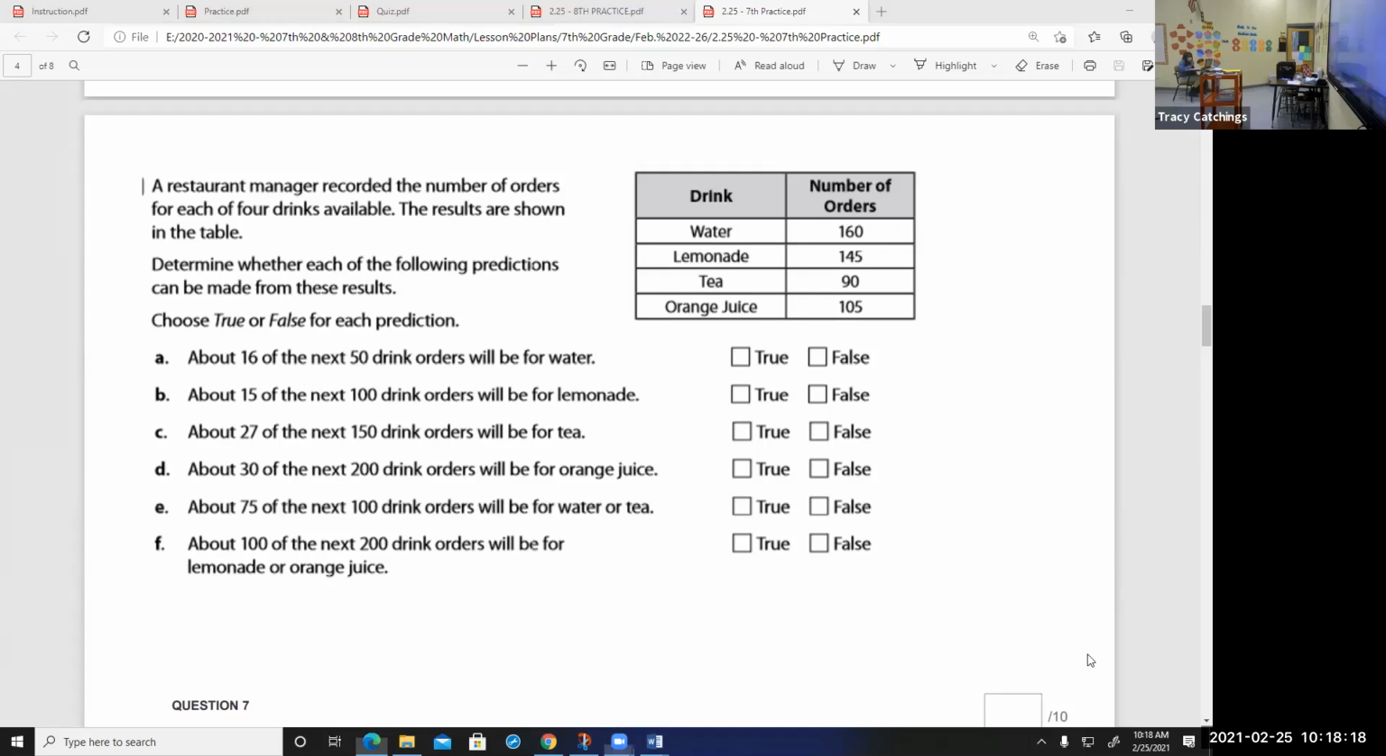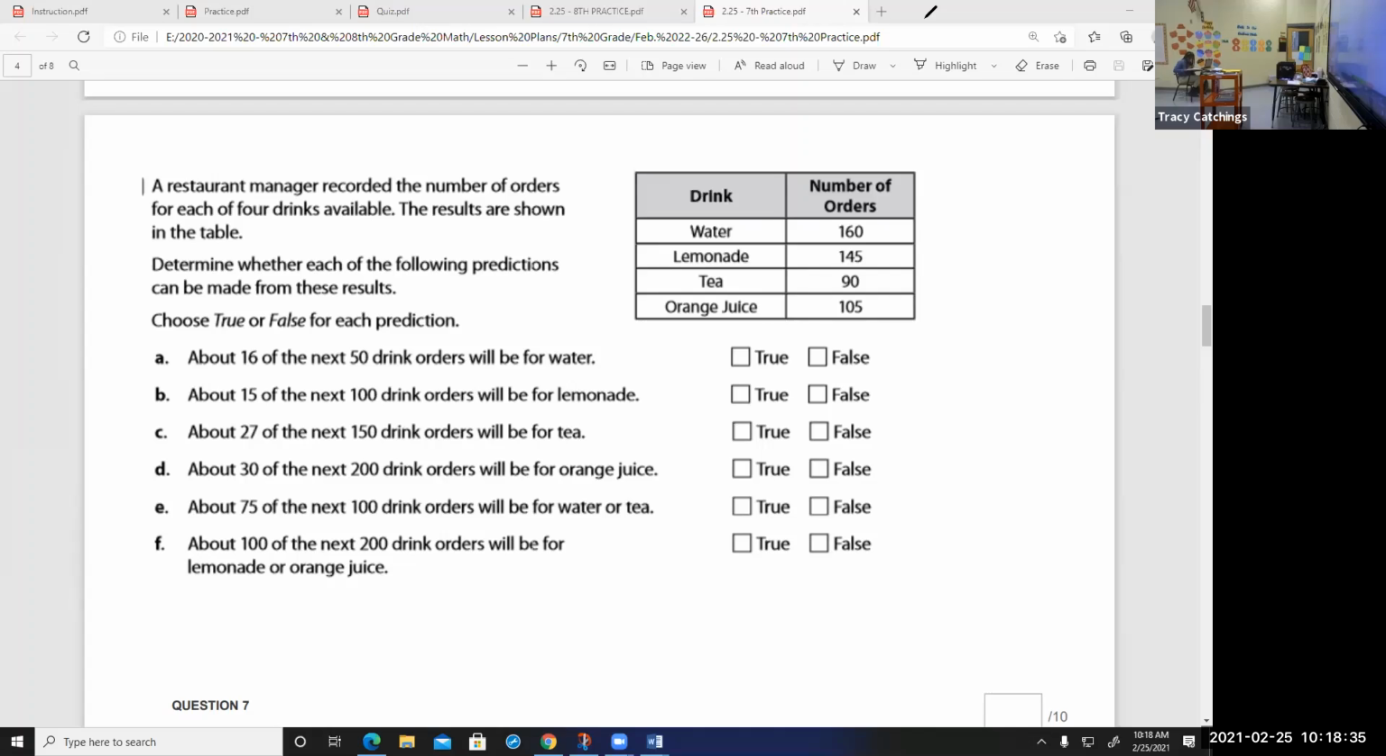All right, somebody read to us. Collection manager records the number of orders for each appointment available. The results are shown in the table. Determine whether each of the following predictions can be made. True or false for the prediction.